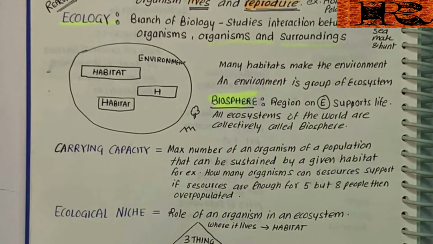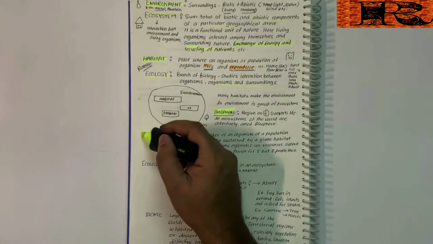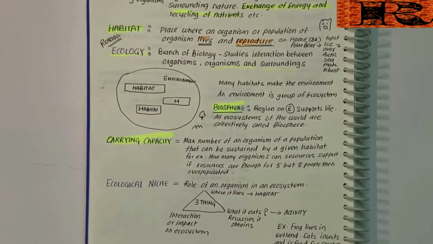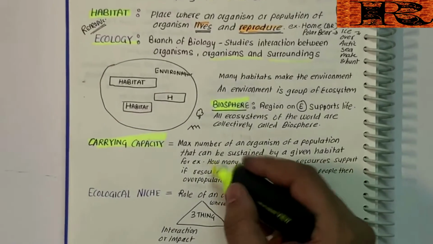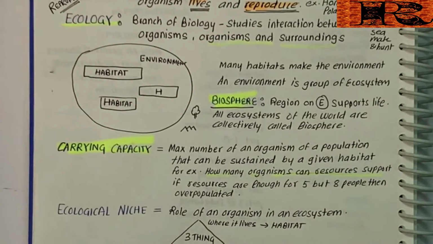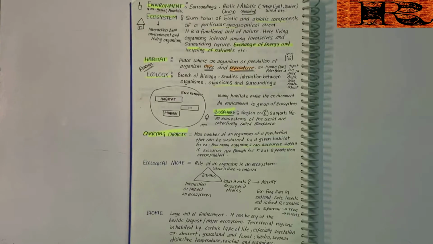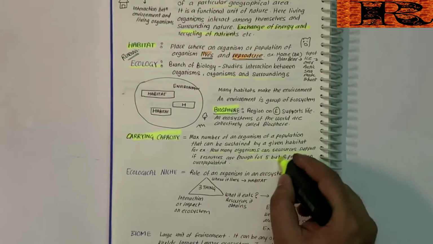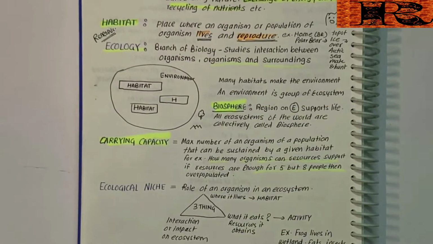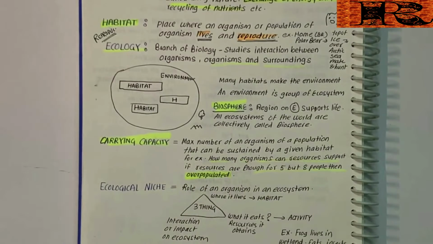Now let us discuss the next term, that is carrying capacity. The maximum number of organisms of a population that can be sustained by a given habitat. For example, how many organisms can resources support if resources are enough for 5 but there are 8 people? If there are 8 people and resources are for 5 people, then we can say that the given habitat is overpopulated and it is beyond the carrying capacity of that habitat.